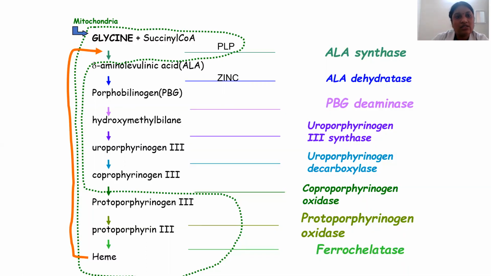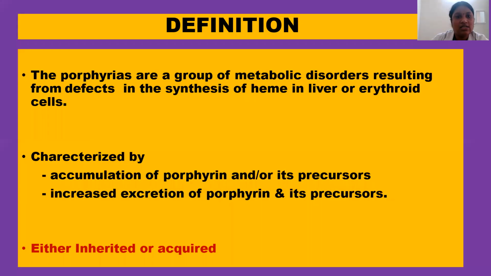So in heme synthesis, out of this entire set of reactions, the first reaction and the last 3 reactions will occur in mitochondria. The rest of the reactions will occur in cytosol. So it is a pathway which will happen in both mitochondria and cytosol.